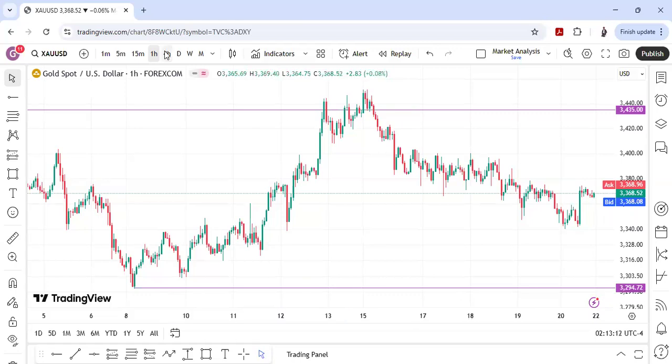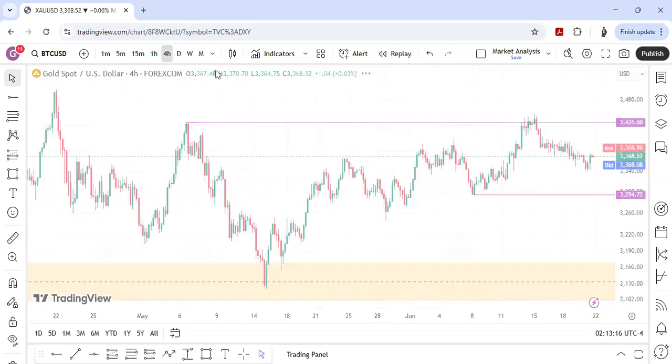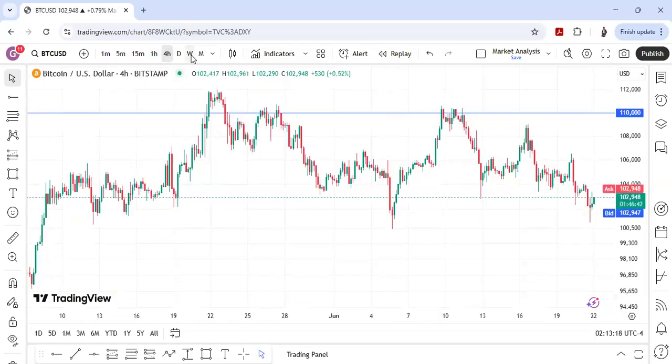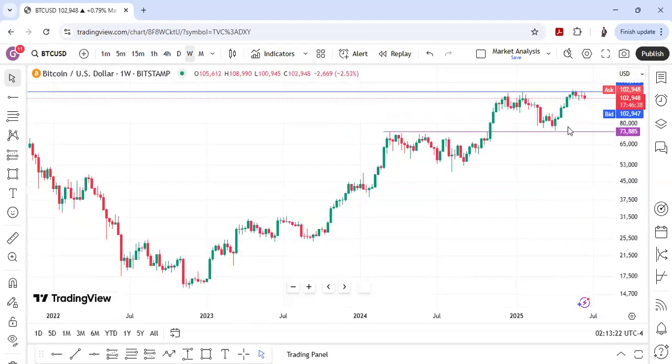Okay, that's for gold. BTC. What do I have for BTC? Weekly time frame. It's like around this high. I want to see it go higher. I'm still of the opinion that it might go higher.